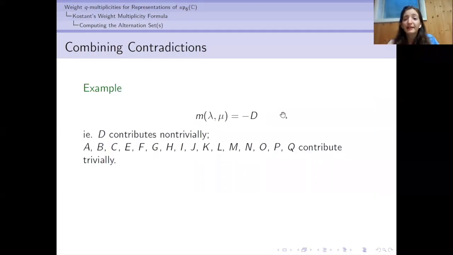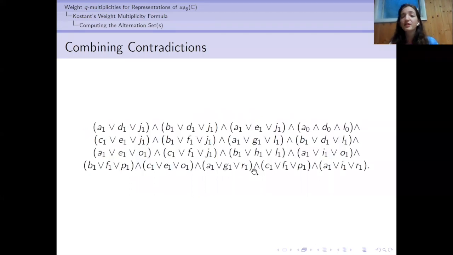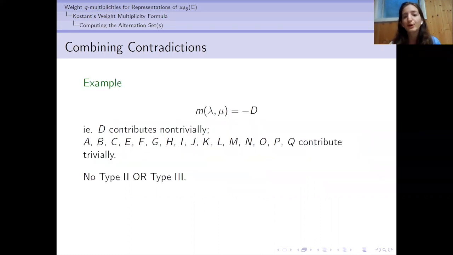So we find that contradictions type 2 and type 3 don't always happen in isolation. So for example, take when the multiplicity formula is equal to -d. So d contributes non-trivially and everything else contributes trivially. So then, like we said before, this would imply this logical statement here. And if we comb through it carefully for contradictions of type 2, we won't find a full contradiction. And if we comb through it for contradictions of type 3, we also won't find a full contradiction. So there are no contradictions of type 2 or type 3, but let's look for both of them together at the same time.